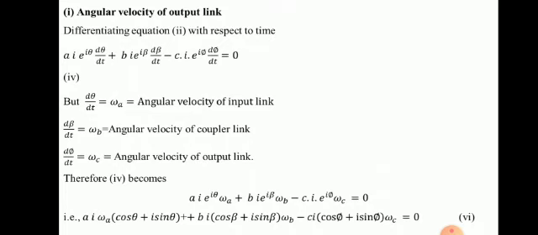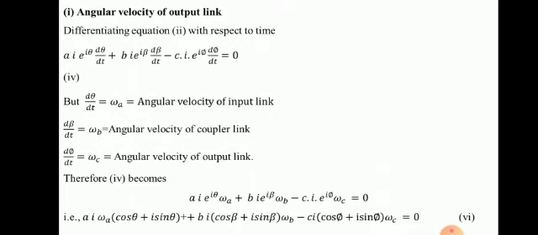But dθ/dt is equal to ωA, the angular velocity of the input link. dβ/dt is equal to ωB, the angular velocity of the coupler link. dφ/dt is equal to ωC, the angular velocity of the output link.